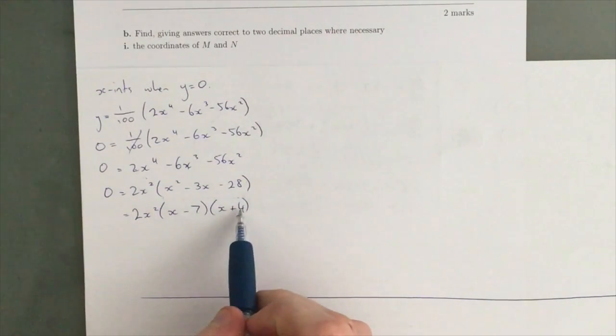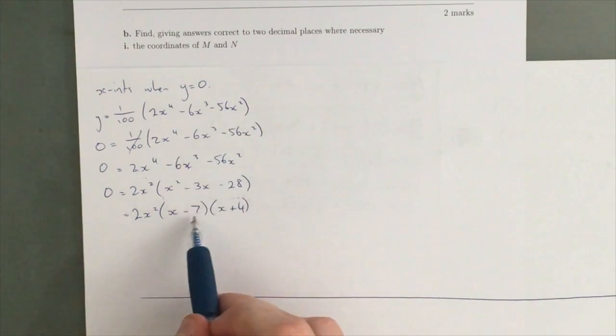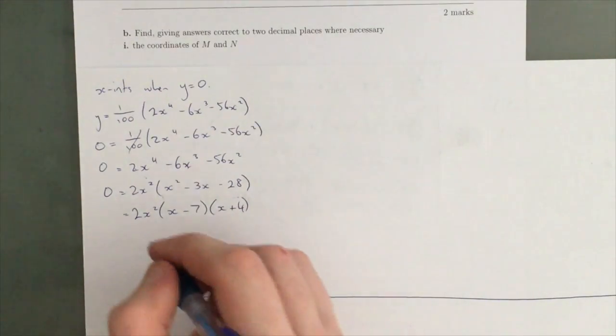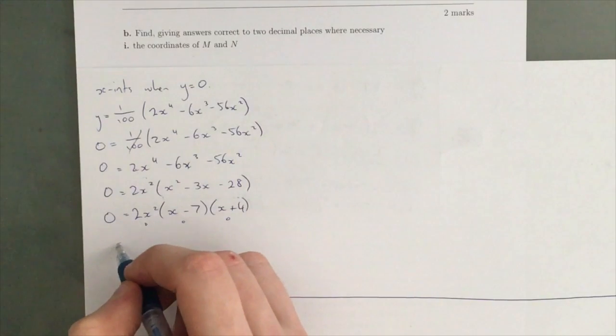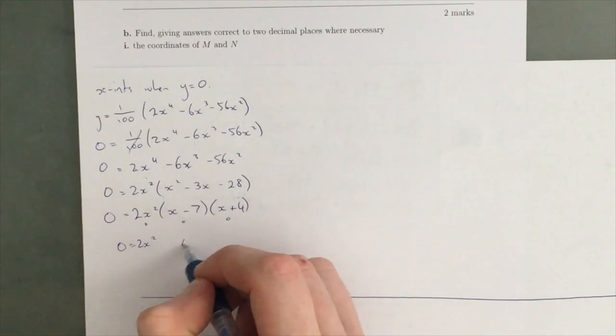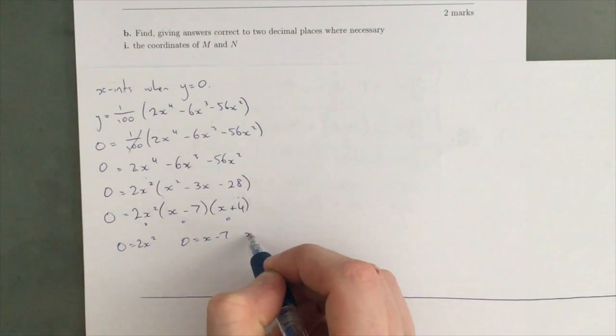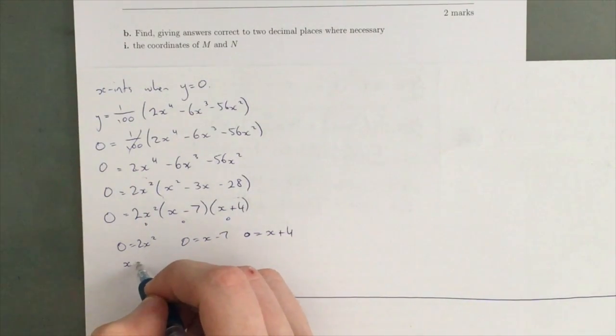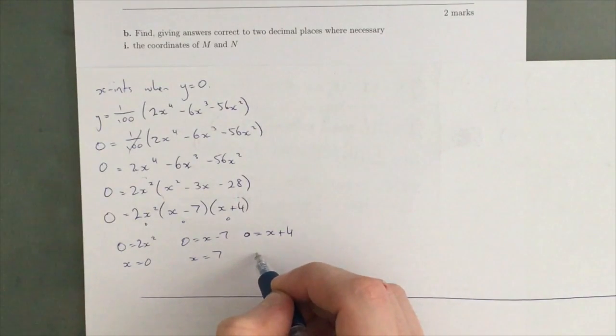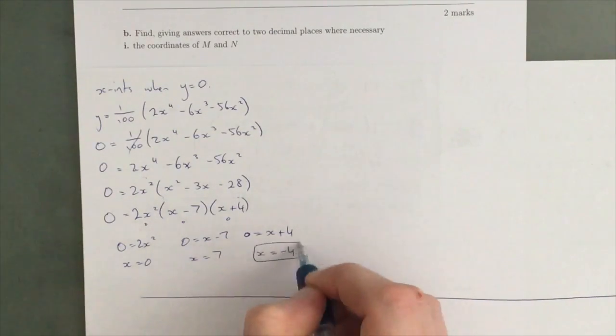Reason being is negative 7 times 4 is negative 28, and negative 7 plus 4 is negative 3. So then, because of our null factor law, 0 has to equal each one of these. So we get 0 equals 2x squared, 0 equals x take 7, and 0 equals x plus 4, meaning that x equals 0, x equals 7, and x equals negative 4.